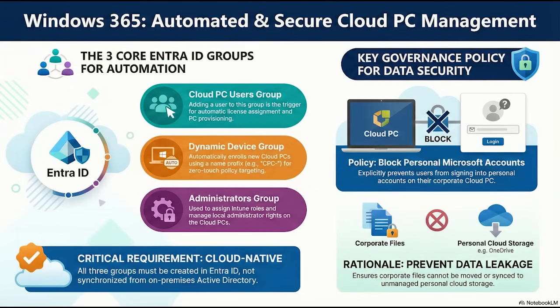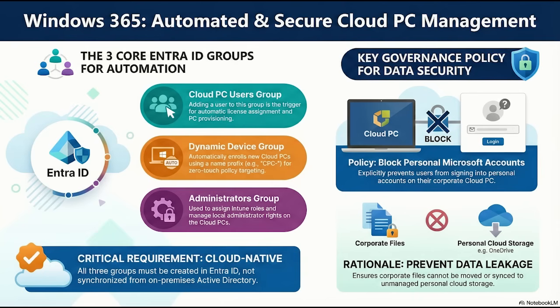How are those structured? Yeah, you need 3 distinct groups for this whole thing to operate seamlessly and automatically. First up is the Cloud PC user group. Okay. Membership in this group is the atomic trigger. You add a user here, and it immediately assigns the Cloud PC license, and it triggers the provisioning policy to actually build their desktop. So that's automation defined purely by identity. What about managing the devices themselves after they're built?